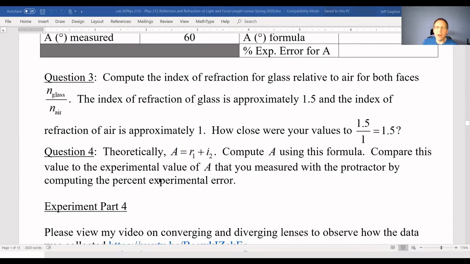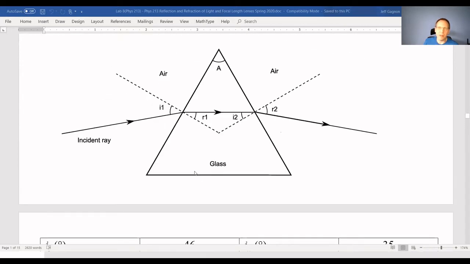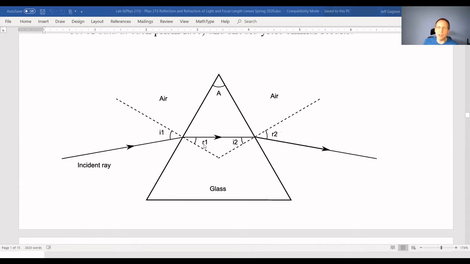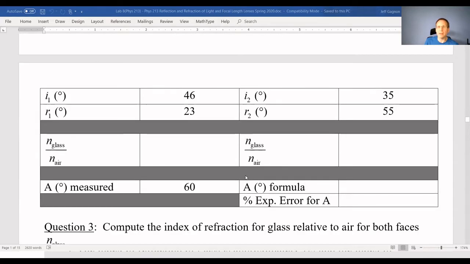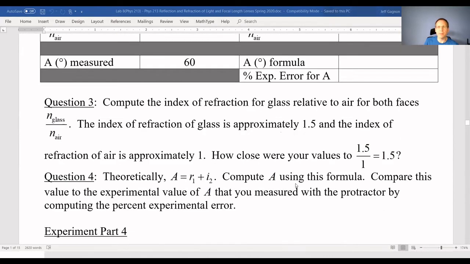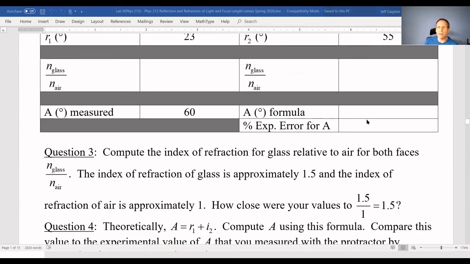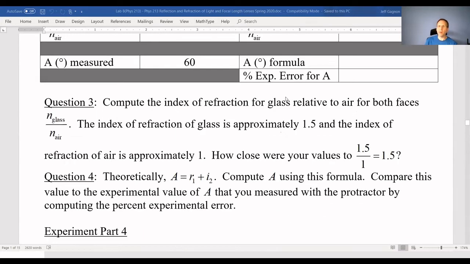All right, then theoretically, it turns out that this prism angle, so this angle A, should equal R1 plus I2. You could show that using geometry, okay? So this angle A should equal R1 plus I2. So based on the angles that I measured in my video, you want to calculate what A is from that formula. Basically, you're just adding these two angles together to get A. And then compare what you got from the formula to what you actually measured, which we measured to be 60 degrees, by computing the percent experimental error. Okay, so think of the formula as your gold standard, the one that you want to divide by, your accepted value.